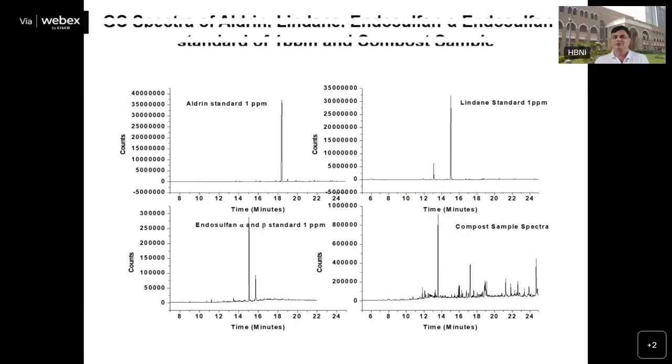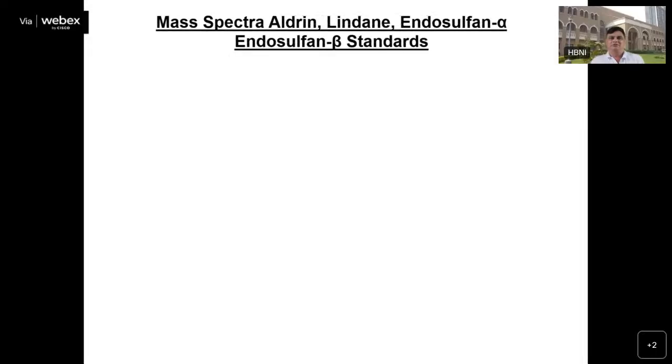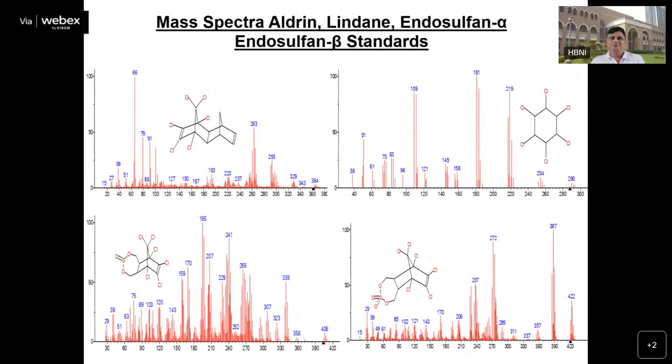This is the standard GC spectra of endosulfans alpha and beta, and both aldrin and lindane, along with the composed samples. And then we feed them to the mass spectrometer. So with the mass spectra we can completely identify the various fragmentation associated with aldrin, lindane, endosulfan alpha and beta.